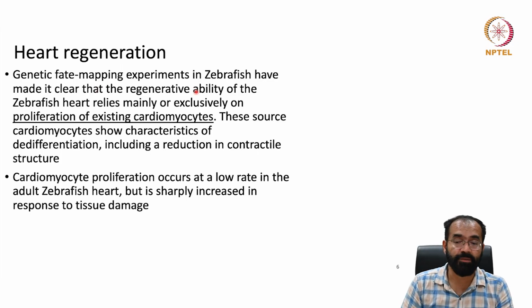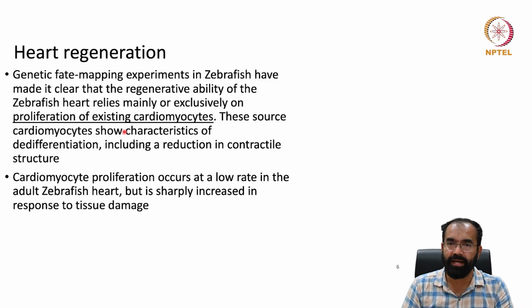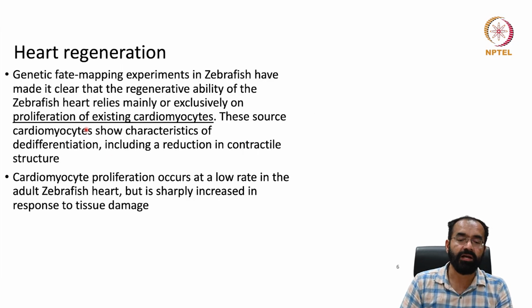Fate mapping experiments in zebrafish have made it clear that the regenerative ability of the zebrafish heart relies mainly or exclusively on the proliferation of the existing cardiomyocytes. The heart has got cardiomyocytes. They have to enter the cell cycle. Normally they don't proliferate. They have to enter the cell cycle from the G0 to G1 of the cell cycle. It has to migrate. These source cardiomyocytes show characteristics of dedifferentiation, including a reduction in the contractile structure.